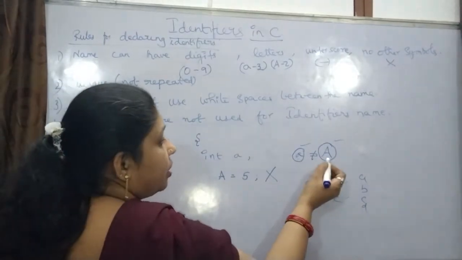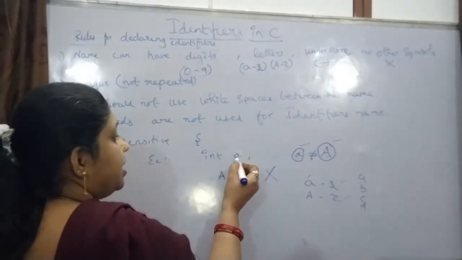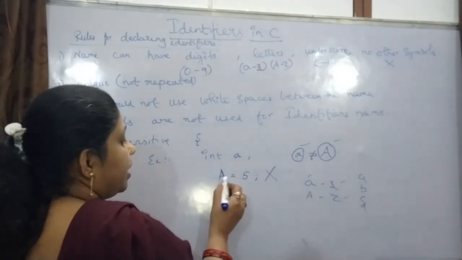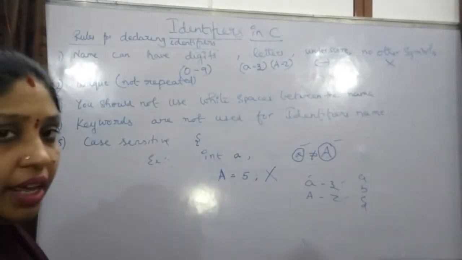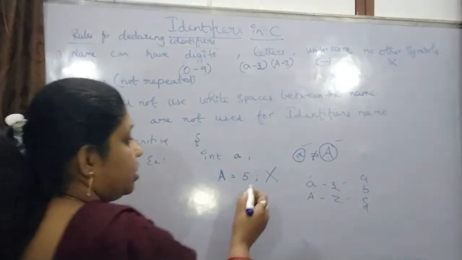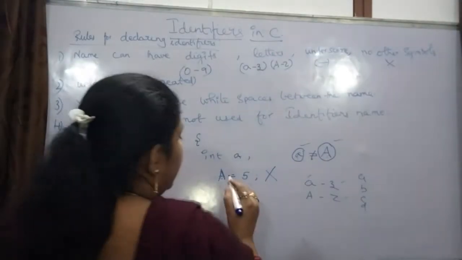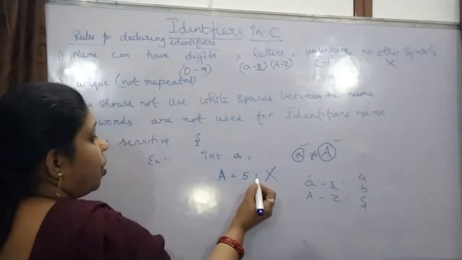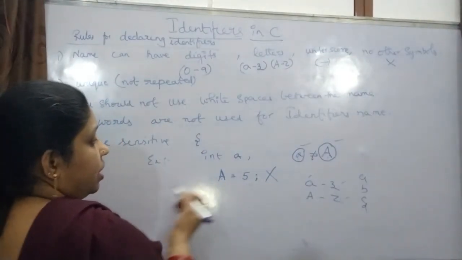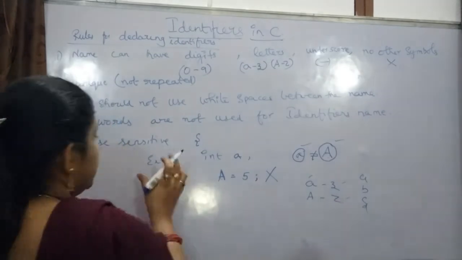That means this is not equal to this. You may feel that A is there, so why can't I write a capital letter A? But this is wrong because this is not equal to this. Understood? Then it will automatically throw the error if you write like this. That's why this is case sensitive.